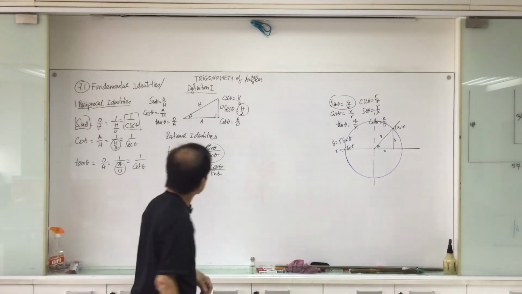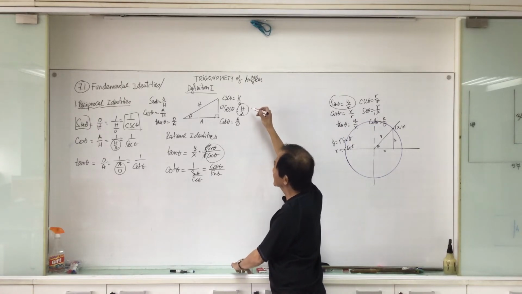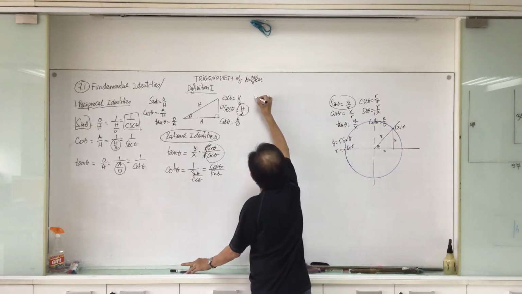Next one. The third one, the basic identity, fundamental identity. This one, the second one. The third one is the Pythagorean identity.